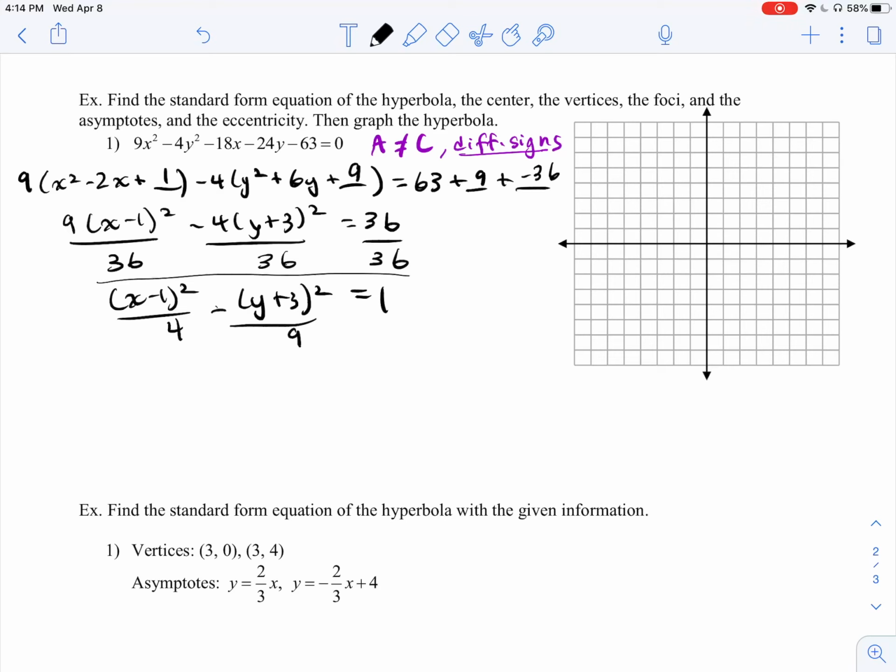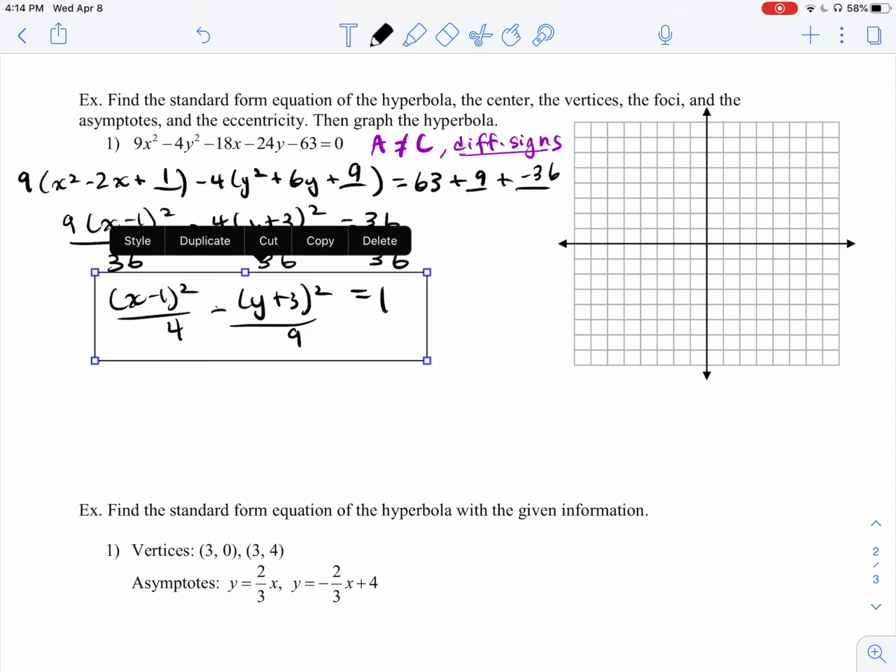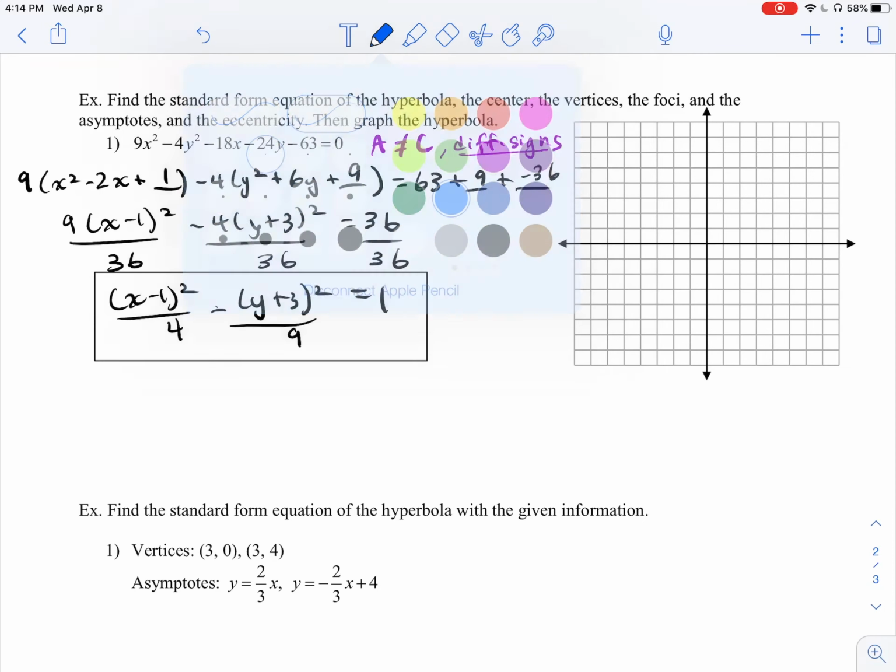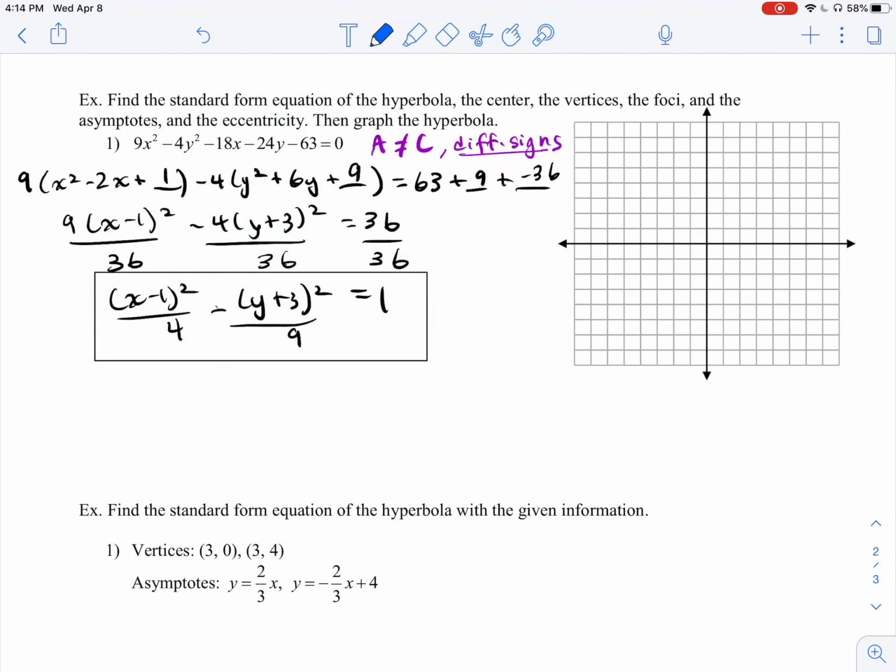So we have here our standard form equation. All right, so now that we have our standard form equation, let's actually analyze this. We first want to look at which of our terms is going to be positive. Let me just change color here to be our kind of notating color. We notice that our x term is positive. I'll write that. X is positive. So the fact that our x term is positive tells us that our transverse axis is going to be horizontal.